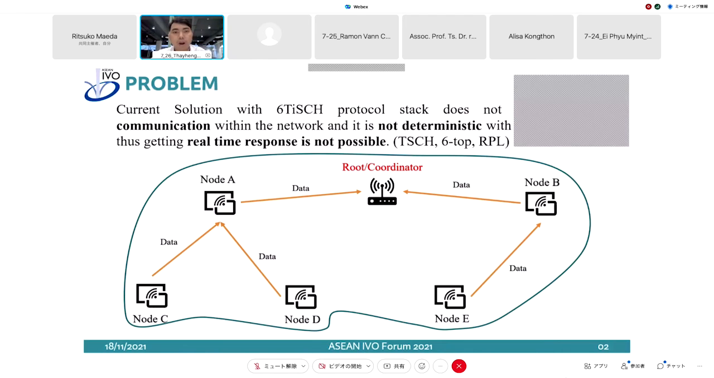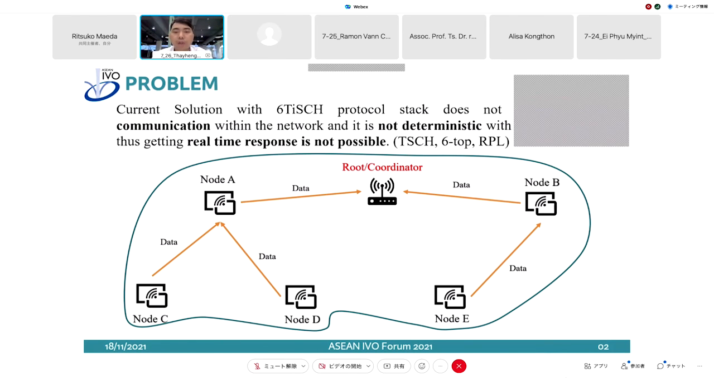So the problem is that the current 6TiSCH protocol is one of the protocols used in IoT networks, and this protocol is not deterministic by its own, because this protocol stack involves different protocols that are not time sensitive. That's why real time is not possible in this protocol.